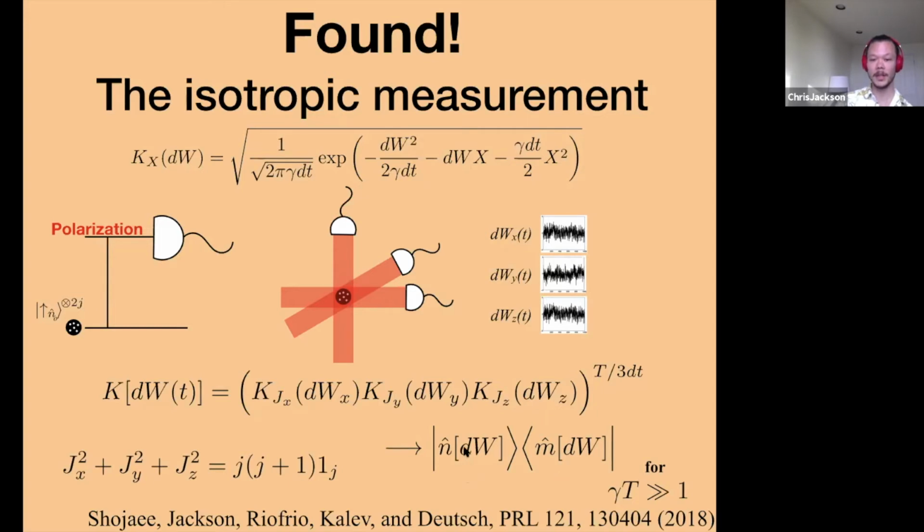Mathematically, the reason why you want to do an isotropic measurement is because these quadratic terms in the fundamental Kraus operators under an isotropic measurement don't do anything, as represented by the fact that they sum up to a so-called Casimir operator. If you want to know more about this, I encourage you to take a look at this paper. Are there any questions here?